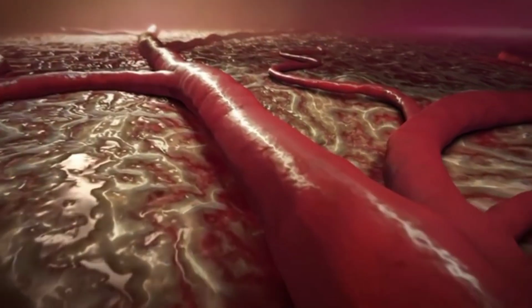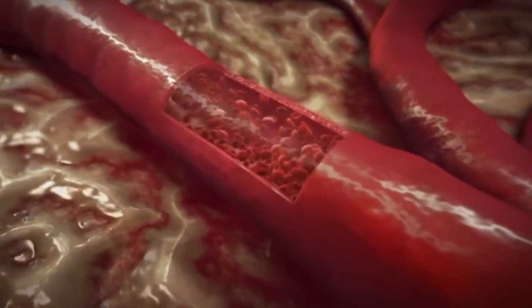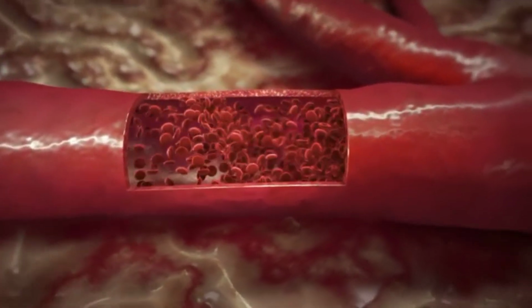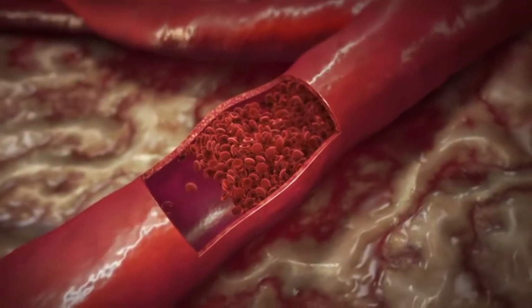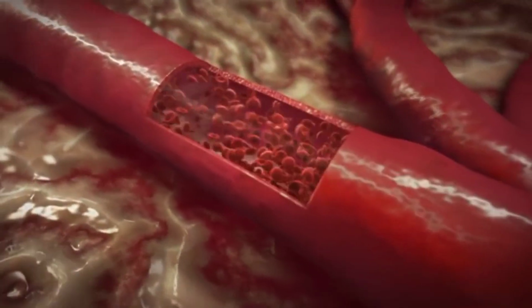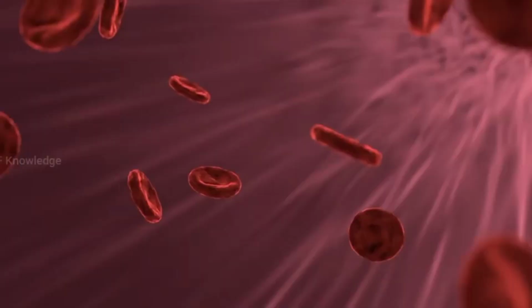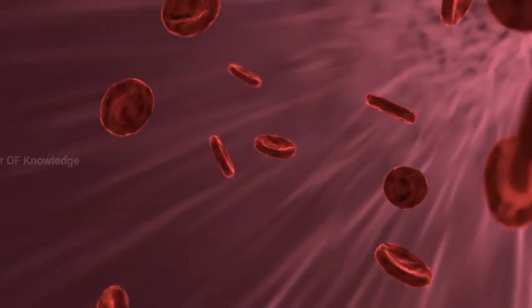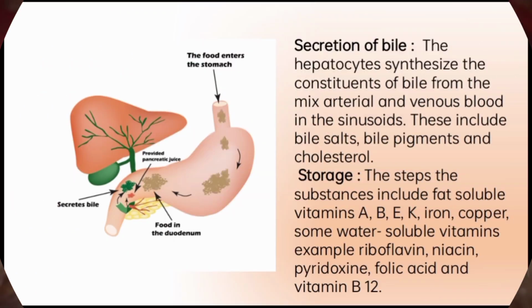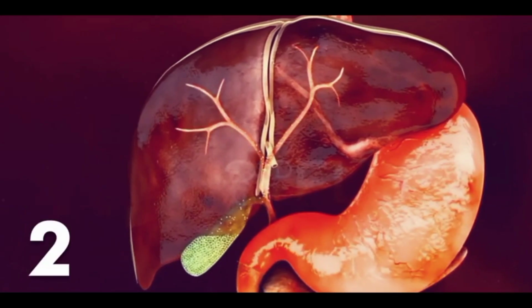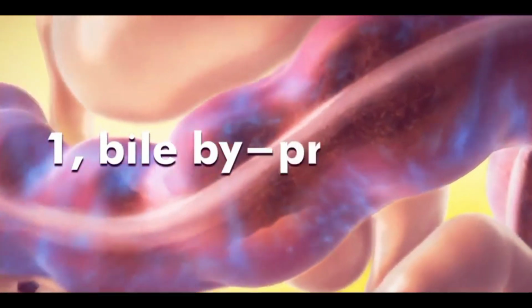Transamination removes the nitrogenous portion of the amino acids and attaches it to other carbohydrate molecules, forming new non essential amino acids. Synthesis of plasma proteins and most of the blood clotting factors from the available amino acids occurs in the liver. Secretion of bile. The hepatocytes synthesize the constituents of bile from the mixed arterial and venous blood in the sinusoid. These include bile salts, bile pigments, and cholesterol.